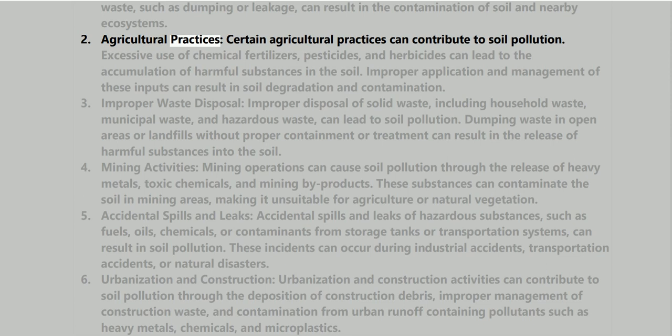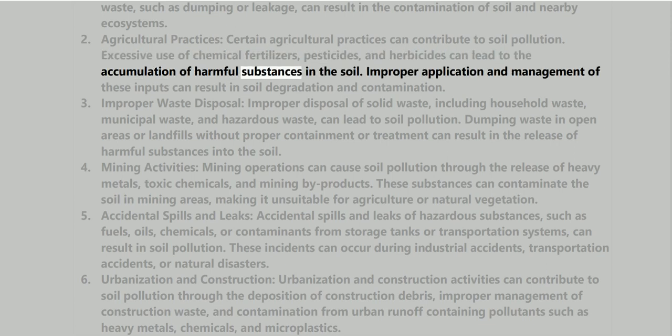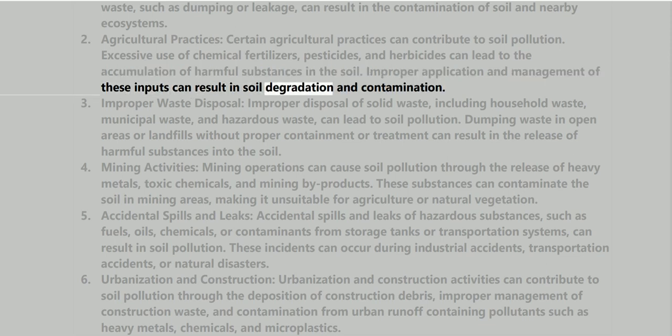2. Agricultural practices. Certain agricultural practices can contribute to soil pollution. Excessive use of chemical fertilizers, pesticides, and herbicides can lead to the accumulation of harmful substances in the soil. Improper application and management of these inputs can result in soil degradation and contamination.